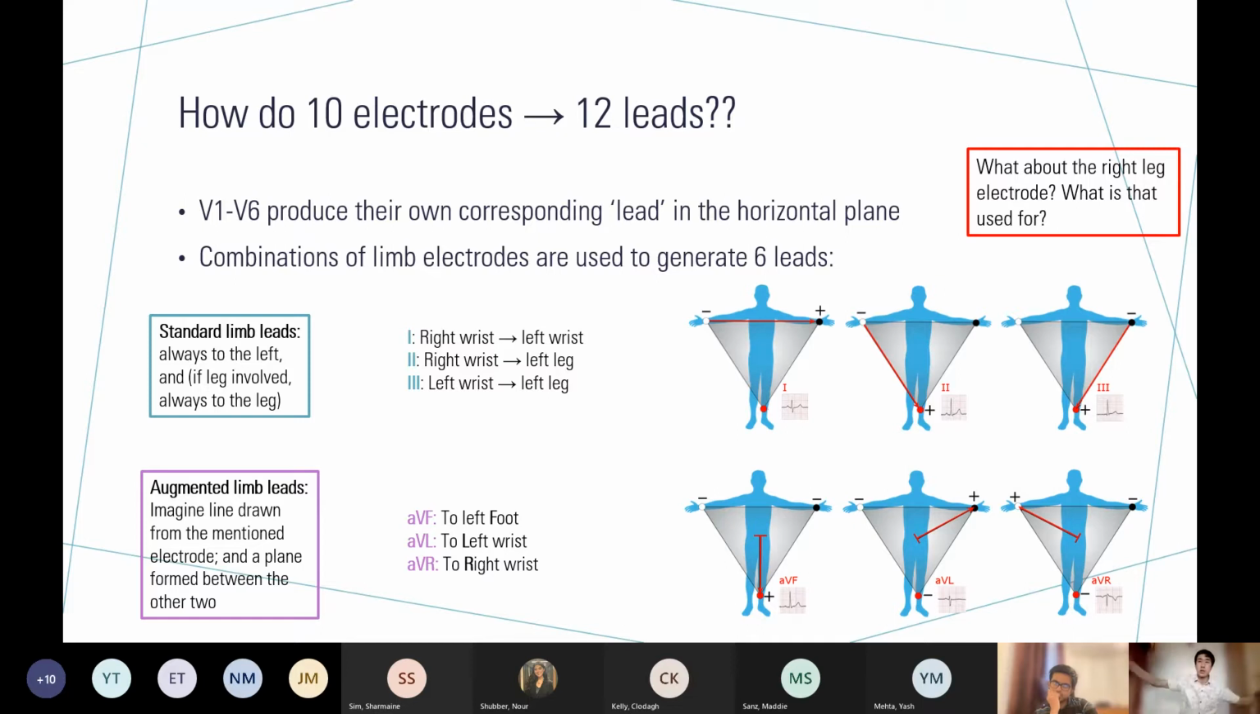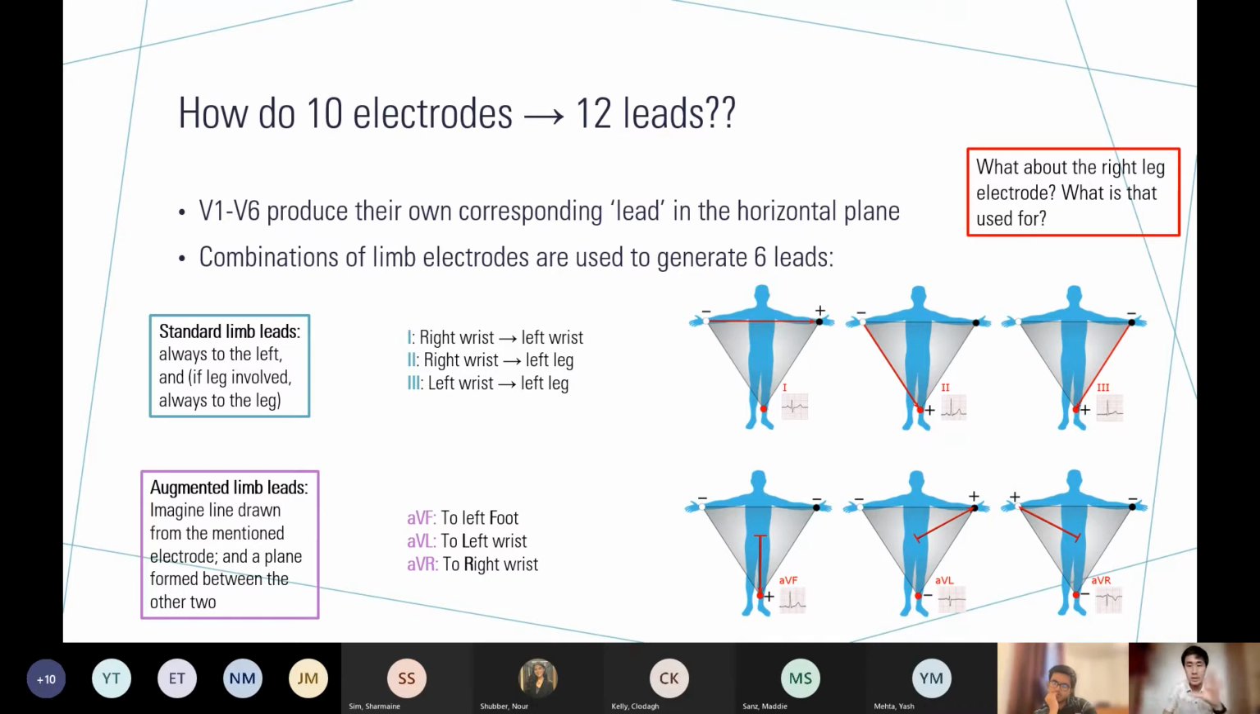So you draw a line between the limb electrodes, and then the direction of AVF is a line from the other 2 electrodes going down in the direction that it indicates. So foot is going down to the foot from the other 2 electrodes. Left wrist is going to the left wrist from the other 2 electrodes, and AVR is going to the right wrist from the other 2 electrodes.